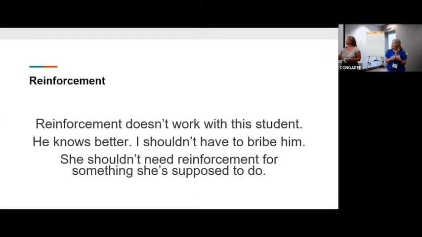Okay. So, reinforcement. Has anyone heard, or maybe said, that's also okay, any of these things on the screen? Reinforcement doesn't work. He knows better. I shouldn't have to bribe him. She shouldn't need reinforcement for doing something she's supposed to do. I mean, I'm a BCBA and I know I've got it, so everyone has, and that's okay.